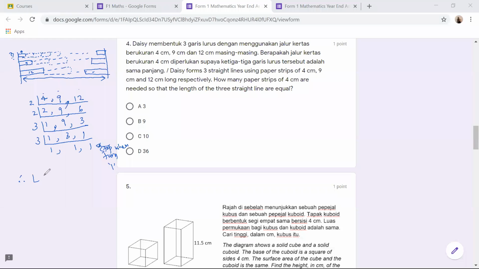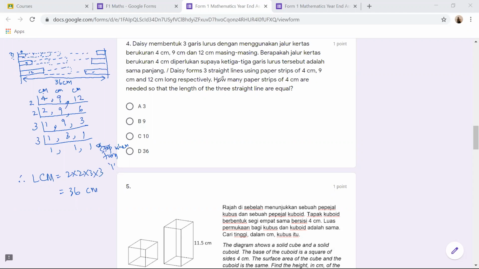Therefore, our lowest common multiple will be 2 times 2 times 3 times 3. So 36. Because all these are lengths, it is cm. Therefore, the lowest common multiple is 36 cm. That means they will have the common length of 36 cm.